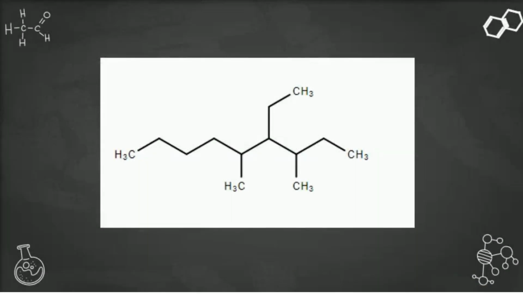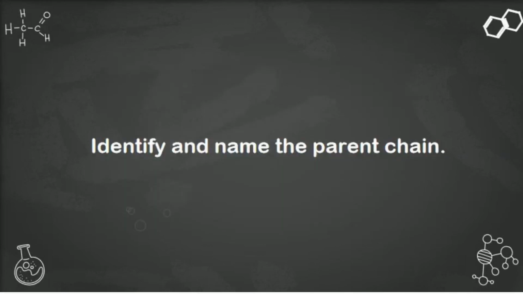Let us name this organic compound structure step by step. First, identify and name the parent chain. The parent chain is the longest continuous carbon chain, and also identify the number of bonds present in the parent chain.